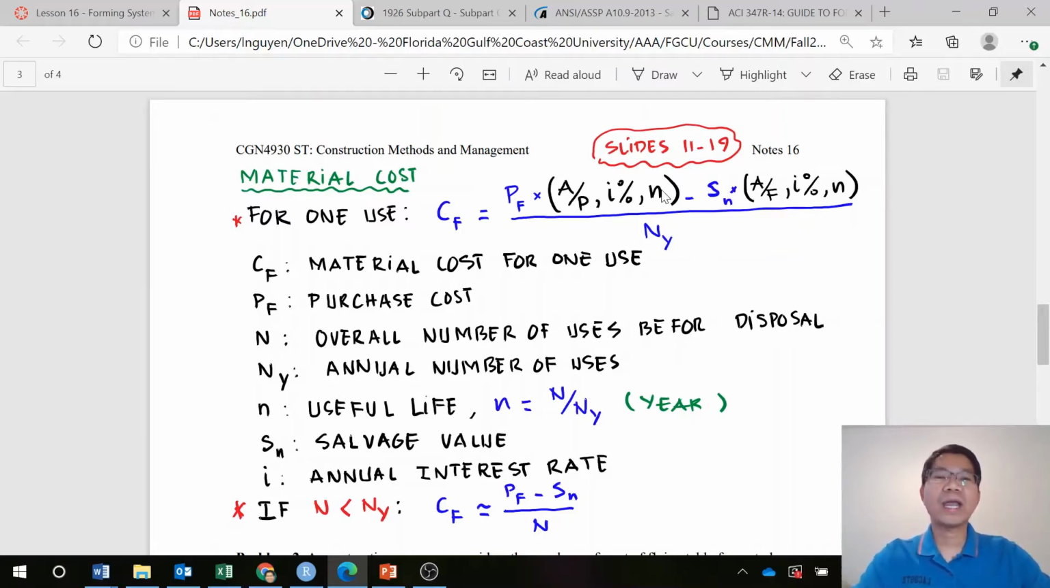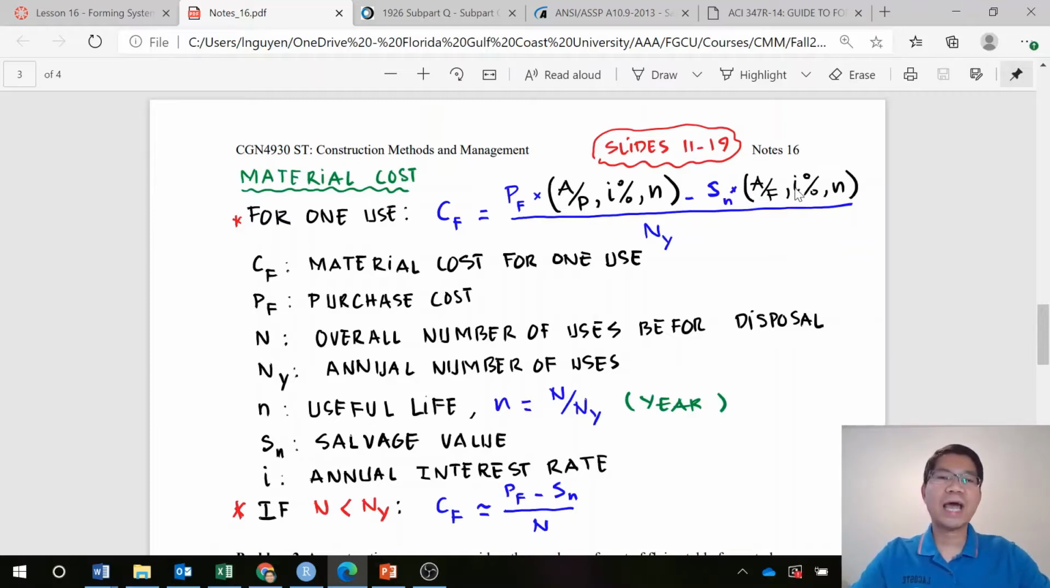And with that, we can have the first component here. What does that mean? The purchase cost is a single amount at present value, distributed as a uniform amount, so given P, find A, in N years. That is basically the annual cost for the formwork, the uniform annual cost. Similarly, the service value is something in the future, at year end. We distribute it back over the last N years, so that is given F, find A, I percent, N. That is the equivalent annual amount of the service value that you receive at year end.